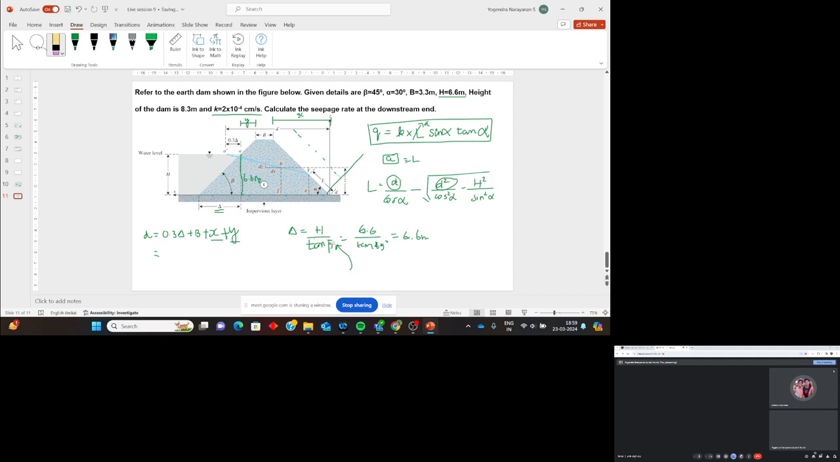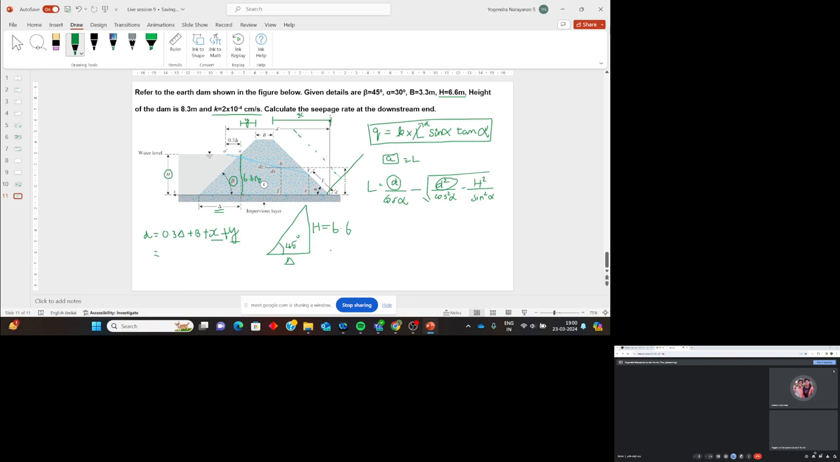Are you able to understand how delta is equal to h by tan beta? Okay, sir. Tell, sir. See, now you have to calculate delta, right? Yes, sir. How will you calculate delta? You need to have some information. You have the beta value, right? You have the h value. This is a triangle. This is h, which is 6.6. This is delta. This is beta, which is 45 degrees, right?